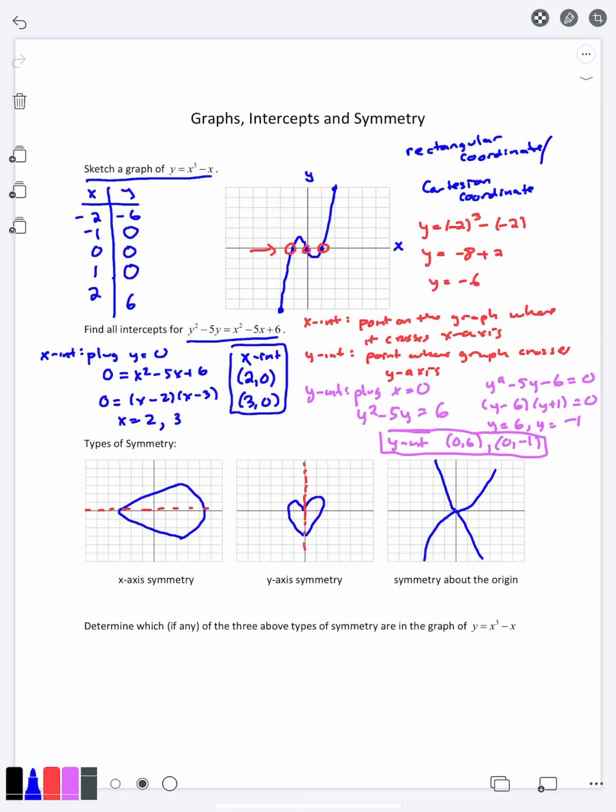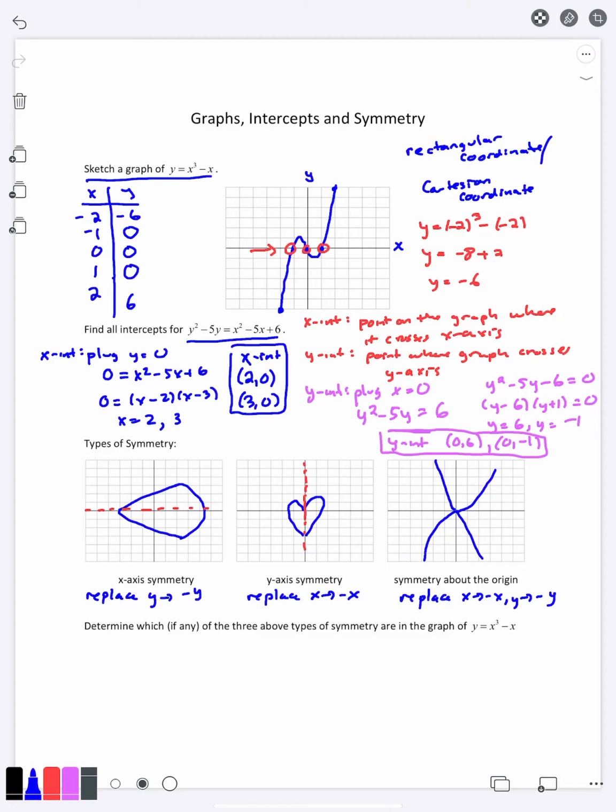Now there's a quick way to test these here. If I want to test the x-axis symmetry, what I do is replace y with negative y, and if I still have the same equation, that means it is symmetric, and if I get a different equation, that means it is not symmetric. Similarly, for y-axis symmetry, I'm going to replace x with negative x and see what happens to the equation. And lastly, for symmetry about the origin, I'm going to replace both the x and the y and see what happens there.